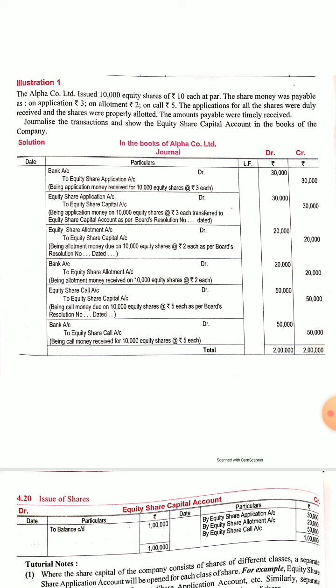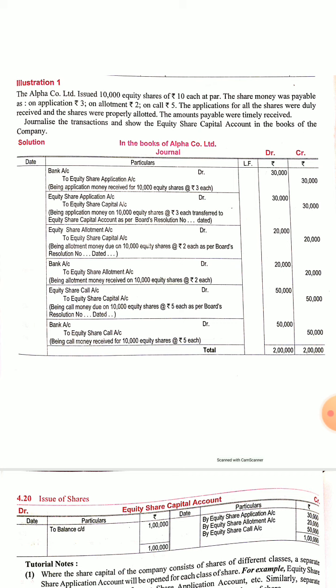The share money was payable as on application rupees 3, on allotment rupees 2, on call rupees 5. The applications for the shares were duly received and the shares were properly allotted. The amounts payable were timely received. Journalize the transaction and show the equity share capital account in the books of the company. So let's see what the journal entries are.